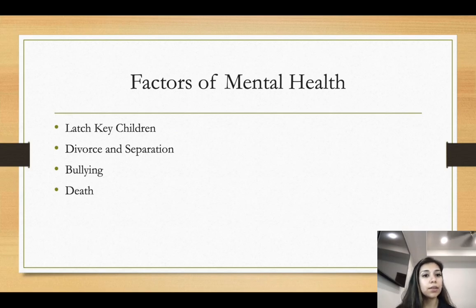Factors of mental health include latchkey children, divorce and separation, bullying, and death. So these, of course, can alter the mental health of a child or a student. You might have seen it firsthand. A person who doesn't have a home, maybe they're dealing with family at home who are parents that are having a divorce, maybe they're being bullied, or maybe they're going through a death of a family member. So those are some of the things that can affect a student's mental health.